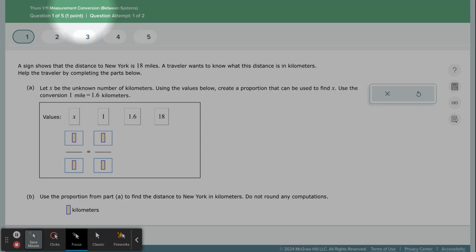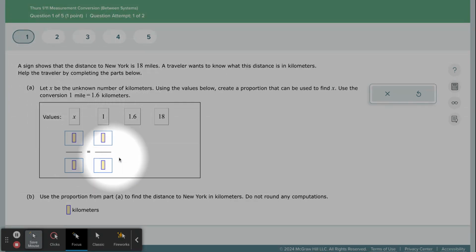Okay. So this one says a sign shows that the distance to New York is 18 miles. A traveler wants to know, what's this distance in kilometers? Okay, so we're just going from miles to kilometers. In case you don't remember, miles is something that we use in the US. Kilometers is in the metric system, right? Meters, kilometers. So we're going from US customary to metric. Help the traveler by completing the parts below.